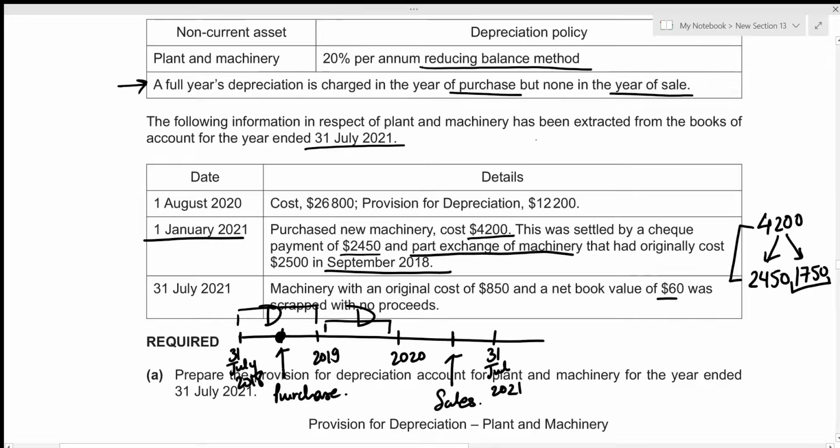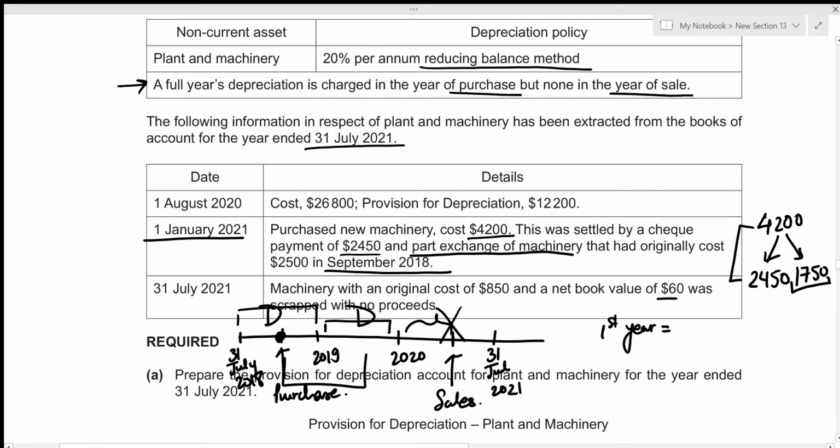But we know that depreciation is not to be charged in the year of sale. So even though we've used the machinery for a couple of months, we do not charge any depreciation for this last year. So we just need to figure out the depreciation for these two particular years and add it up and figure out our provision for depreciation. So let's figure out the depreciation for the first year.